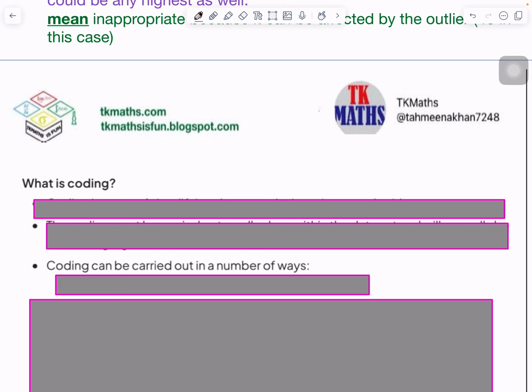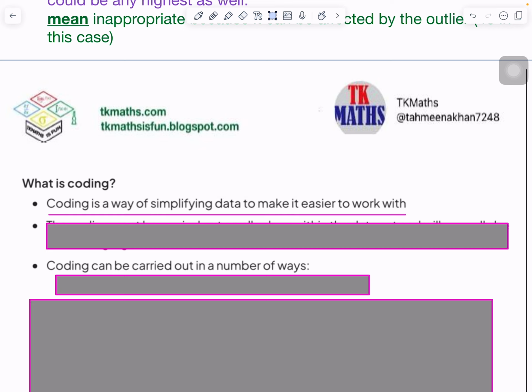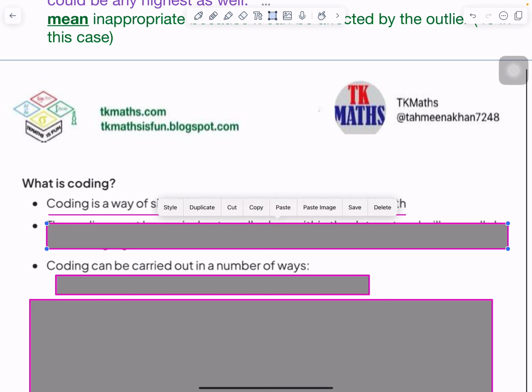Now the question is, why do we use coding and what is coding? Right now, you have just done one thing, and that was your earlier knowledge of mean and standard deviation, right? So now what is coding? What I will explain to you here may not make sense 100%, but when you see the example afterward, you will understand. So coding is basically a way to simplify data so it becomes easier to work with, right?